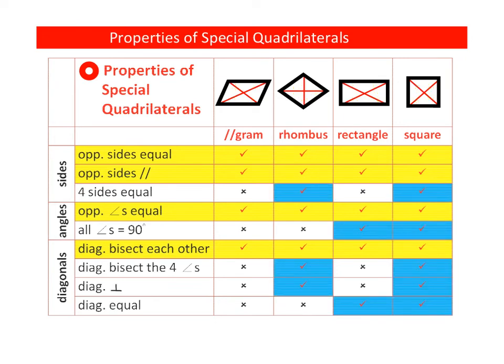As a square is also a rhombus, they will have the same properties. They have four sides equal, their diagonals bisect the four angles, and the diagonals are perpendicular to each other.